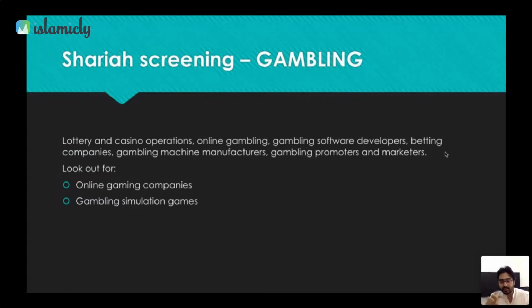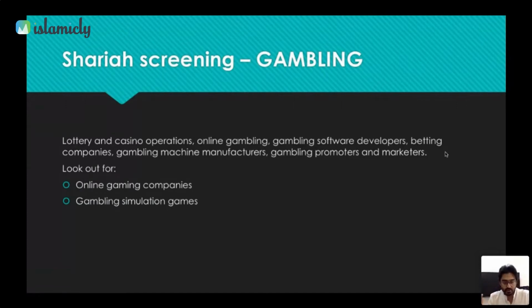And in every convenience store, you have these pachinko machines. If you're manufacturing those machines, the revenue from these is also considered non-permissible. And of course, if you're running gambling advertisements, revenue from that is non-permissible, and any other activity related to gambling.